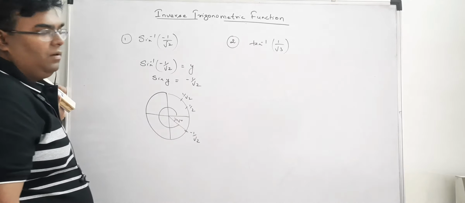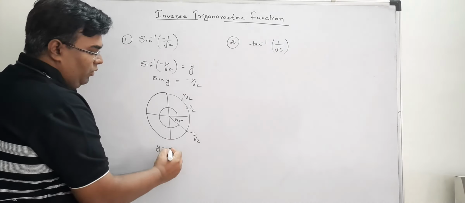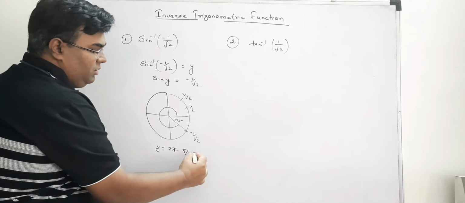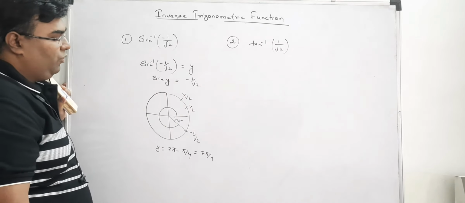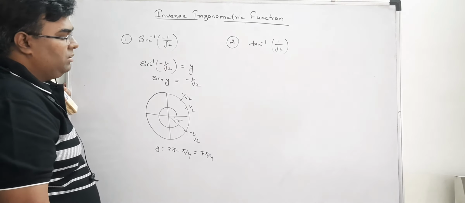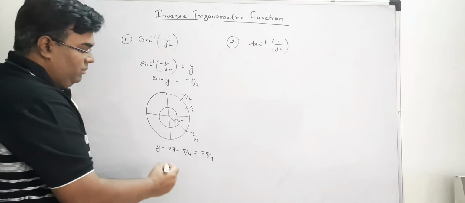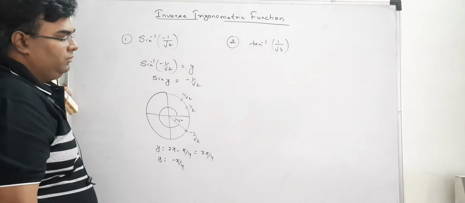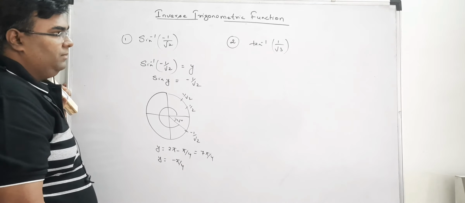So we can say 360 minus 45. So y is, or you can say, 2 pi minus pi by 4, which is 7 pi by 4 in radian. This is my answer. Right? y is equal to 7 pi by 4, or you can always say in negative terms that y is equal to minus pi by 4. 7 pi by 4 and minus pi by 4 both are the same thing.